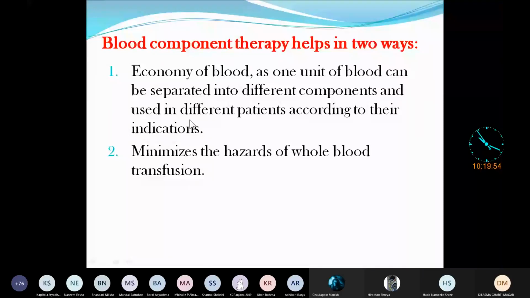So now whenever only platelets are required, at that time we can give the platelet concentrate or the platelet rich plasma. So it is easy, as different components are separated from 1 person's blood and then given, and it minimizes the hazards of whole blood transfusion. Means nowadays whole blood transfusion is considered a hazard because unnecessary other components will also go to the recipient.